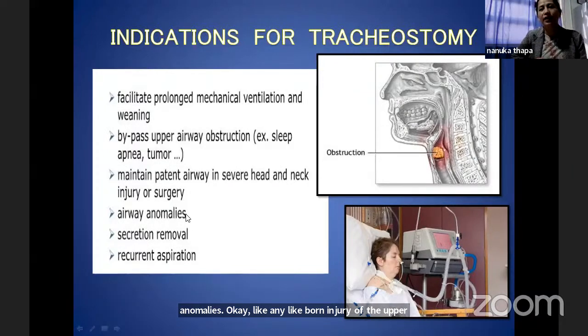And to remove any secretions. If the patient has so much secretion, we can also do the tracheostomy. And if the patient has a history of frequent aspiration, then we can change from ET tube to tracheostomy tube, okay?